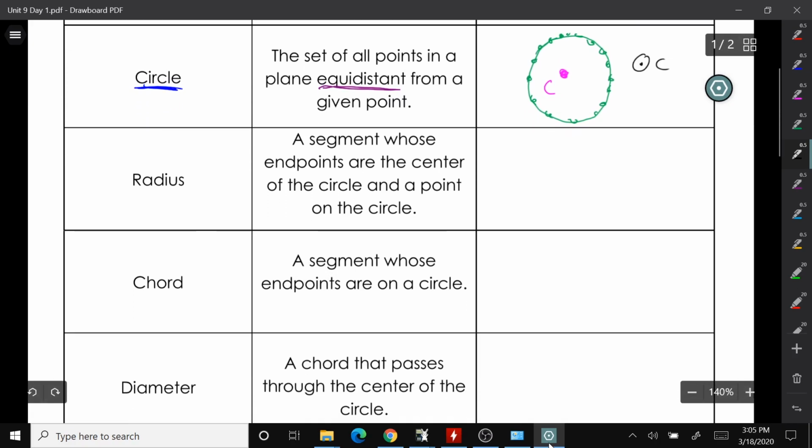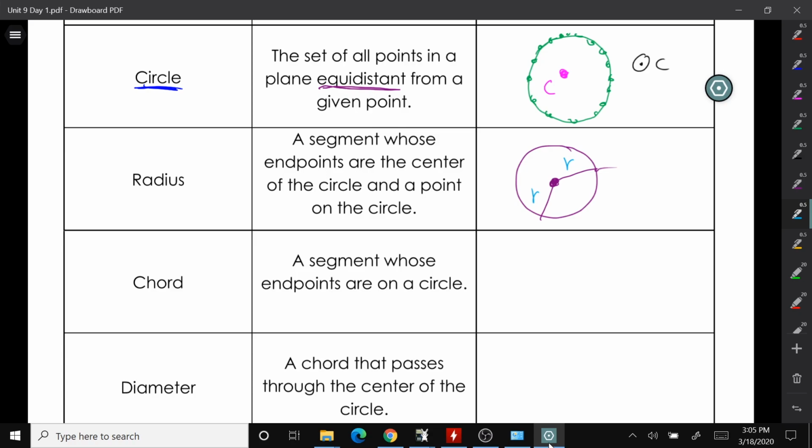Now, a radius, so if we have our circle again, and I'll draw it better this time, the radius is any segment that starts at the center and goes to the edge. So this is R. And we could have more than one radius. We could have a radius like that. And the plural of radius is radii. All radii are congruent or equal in measure.